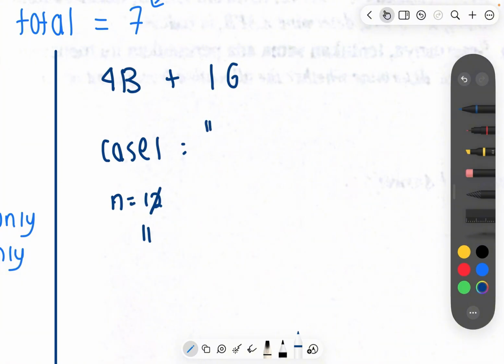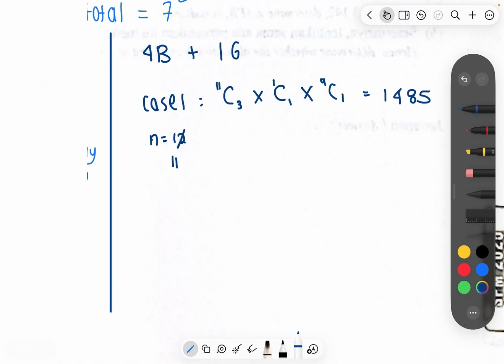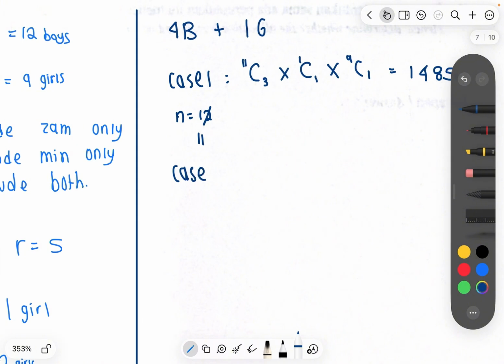So 11C, and how am I going to choose? Not 4, it becomes 3, because I'm going to choose Zam. So Zam is alone, he's the only one there, meaning I have to choose Zam. So I'm choosing Zam out of 1. And then girls are 9, and I want to choose 1. So 11C3 times 1C1 times 9C1 is equal to 1485. Okay, next let's talk about case 2.